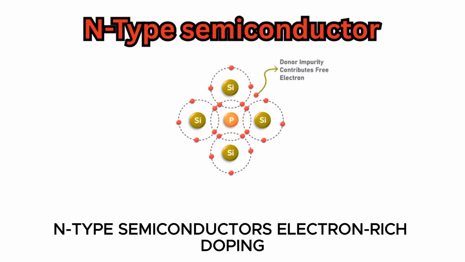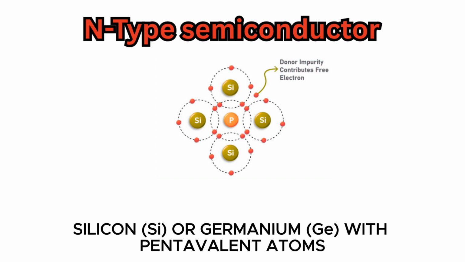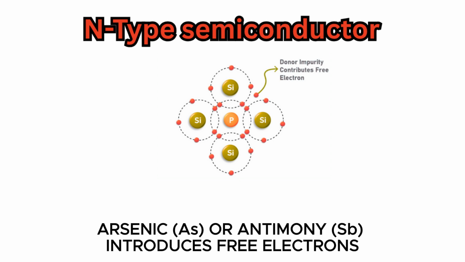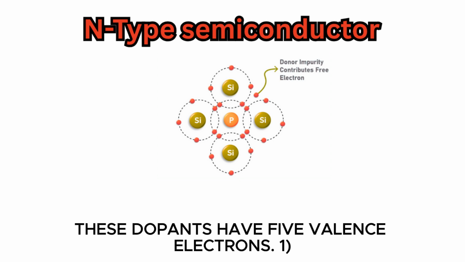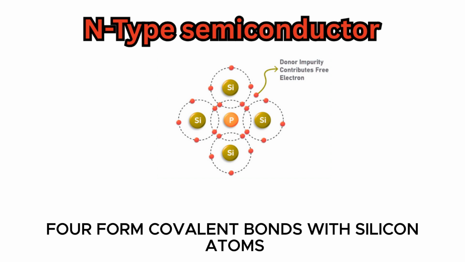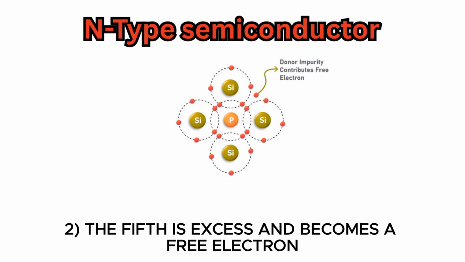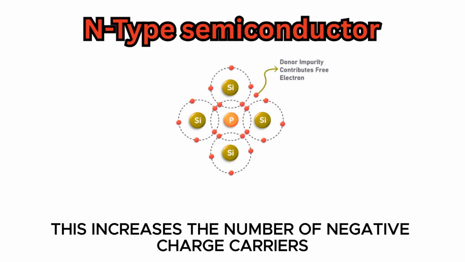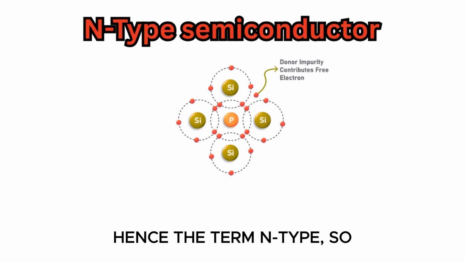1. N-type semiconductors, electron-rich. Doping silicon or germanium with pentavalent atoms, such as phosphorus, arsenic, or antimony, introduces free electrons. These dopants have 5 valence electrons. 1. 4 form covalent bonds with silicon atoms. 2. The 5th is excess and becomes a free electron. This increases the number of negative charge carriers, hence the term N-type.